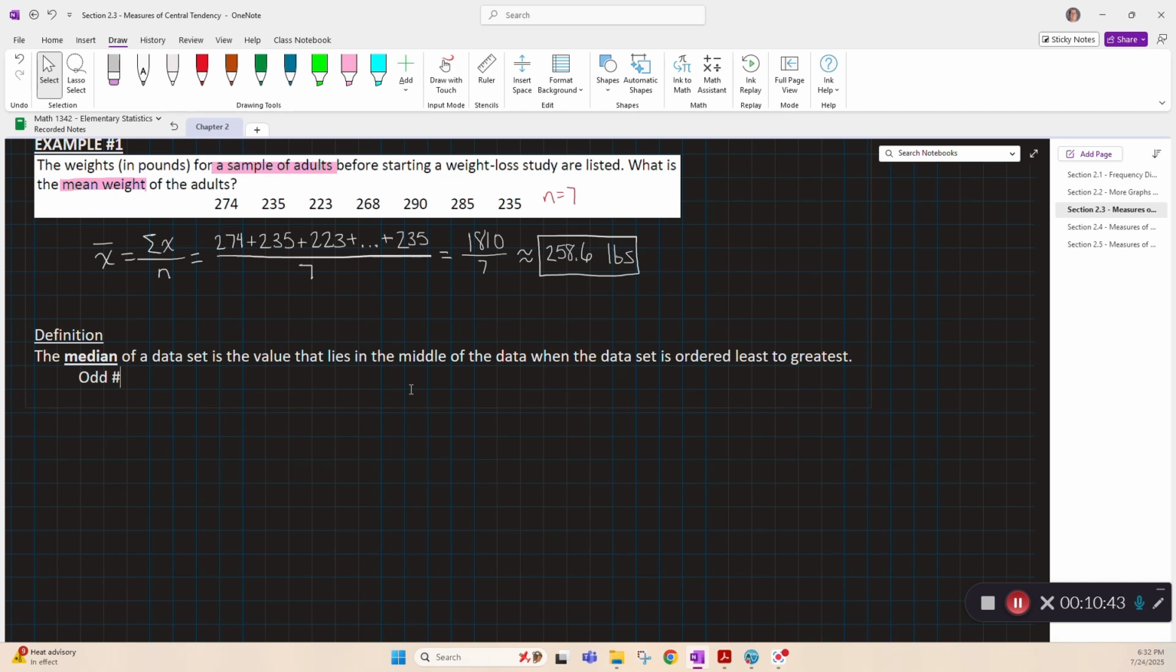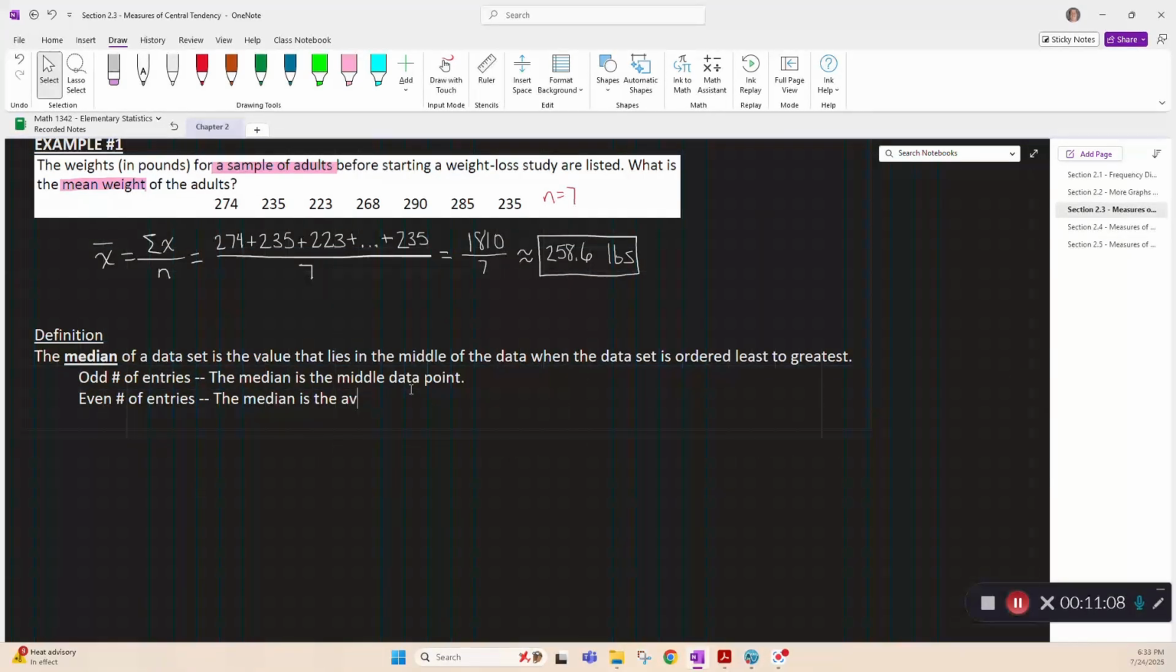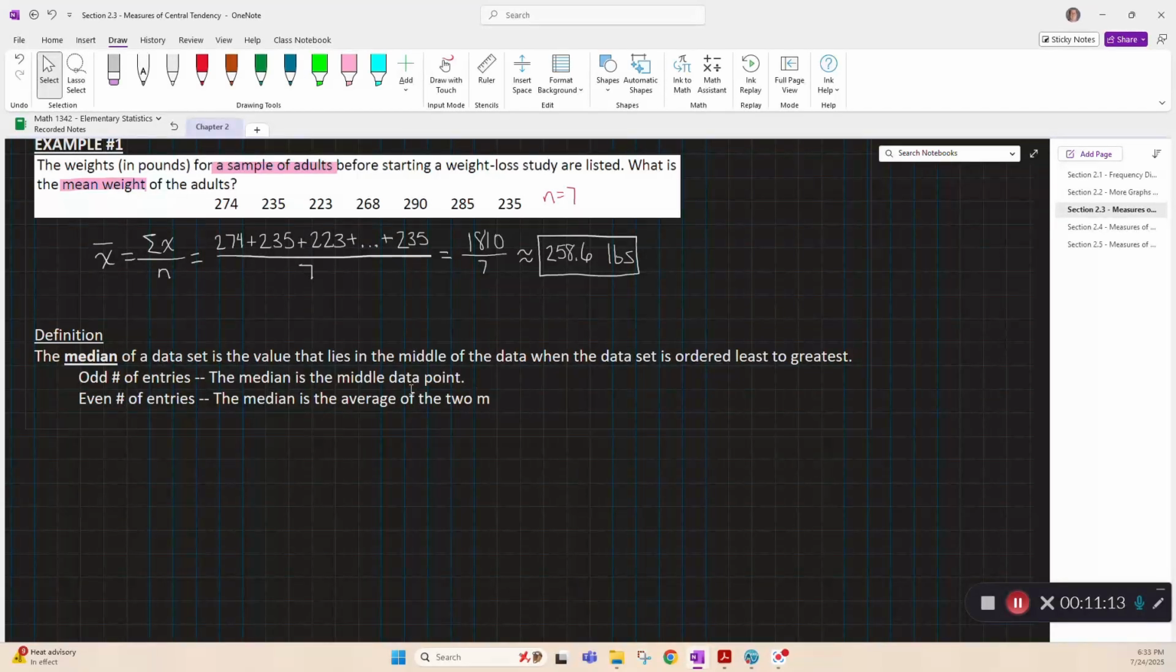So if there are an odd number of entries, the median is the middle data point. If there's an even number of entries, the median is the average of the two middle data points.